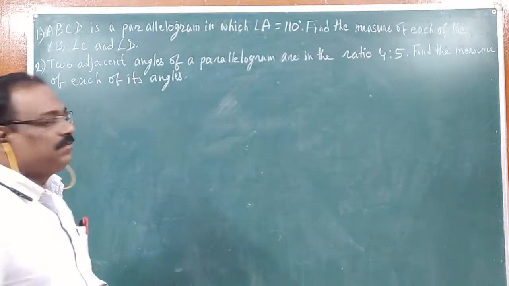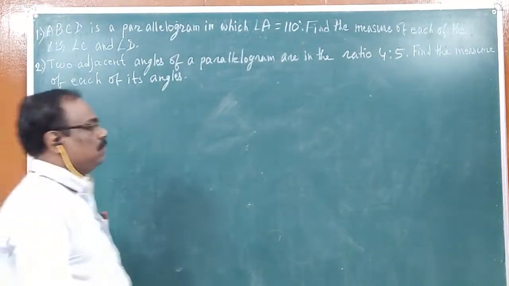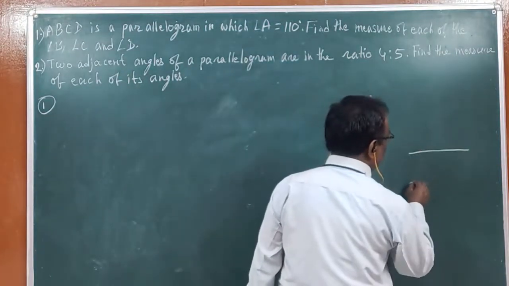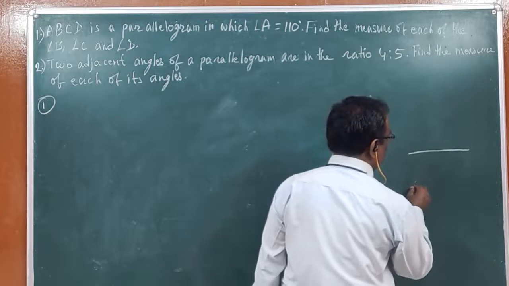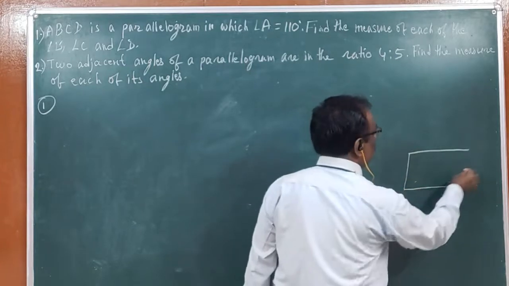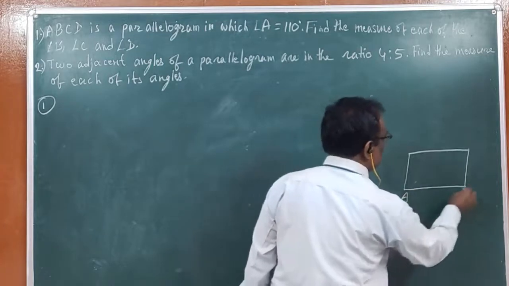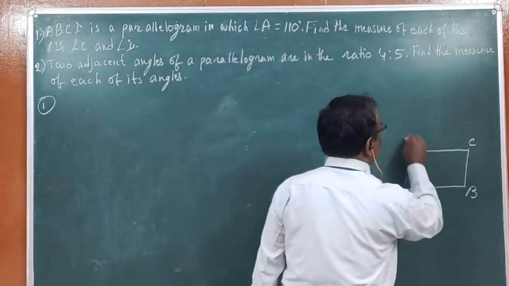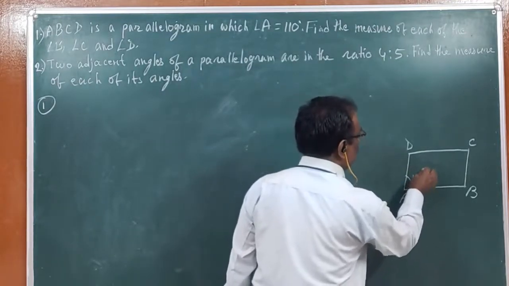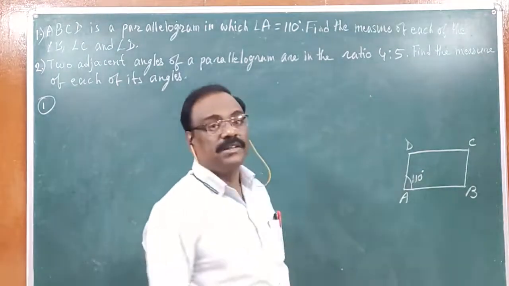So let us see the first one. Here we are solving the first one. Now if I take the help of a diagram, suppose I have drawn this as a parallelogram. So this is our parallelogram. Now I mention this as A, B, C and D. Now here in the question it is given angle A is 110 degrees. So now we need to find the angles B, C and D.